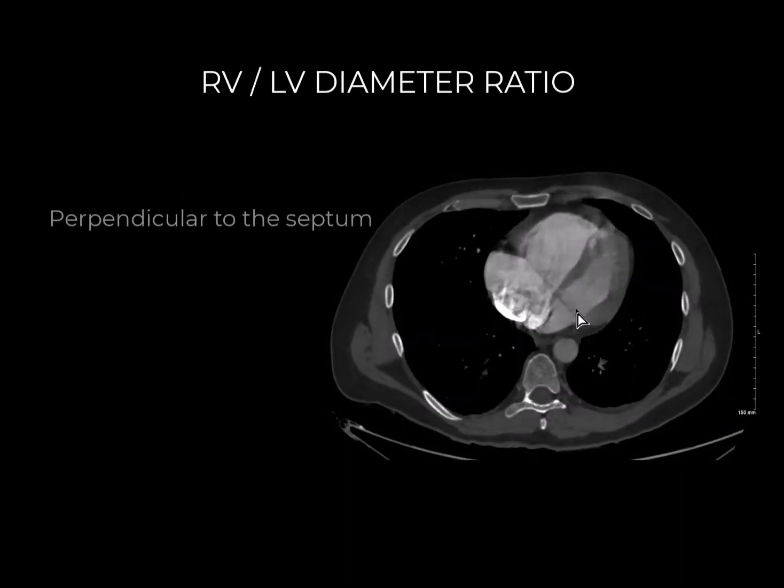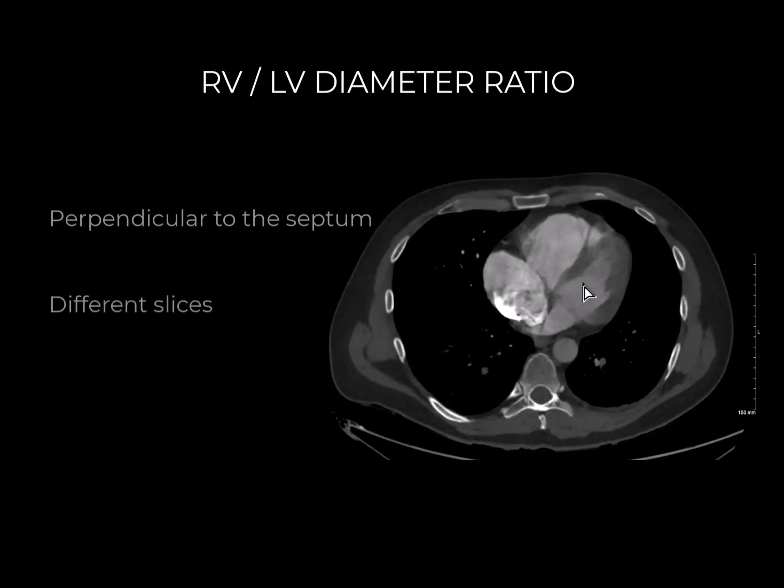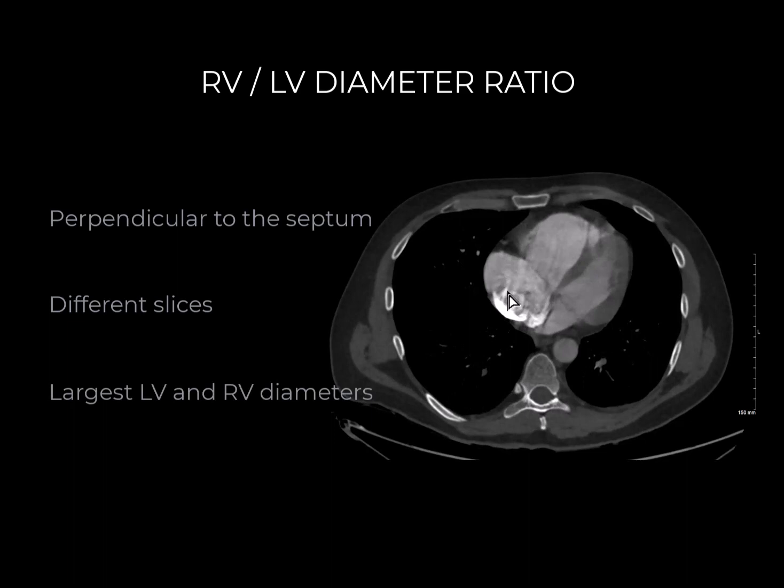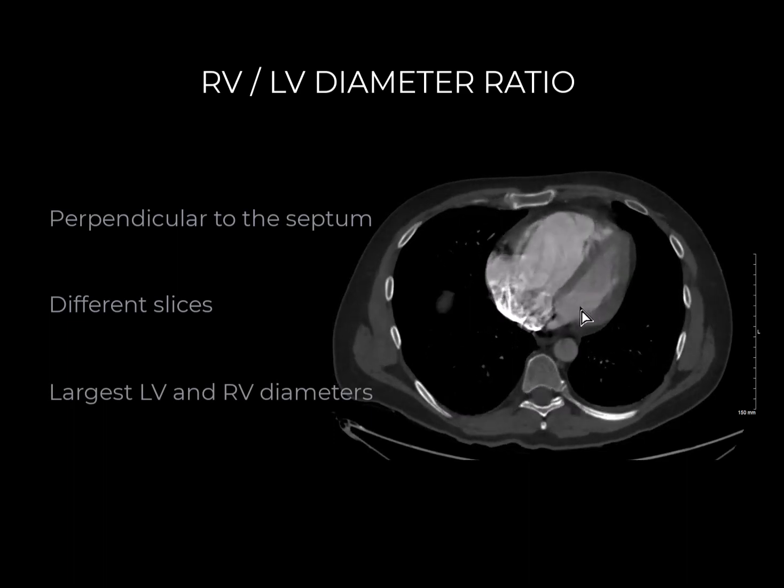We're measuring on different slices because we're determining the largest LV and the largest RV diameter. Being careful not to focus in the right, going into the right atrium, and that is it.